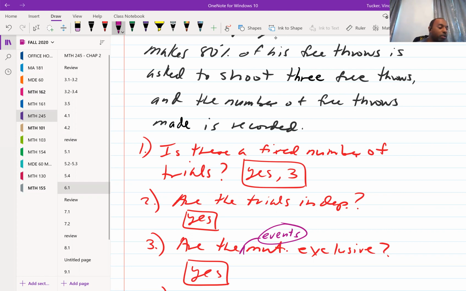If they are not mutually exclusive, that means they would have some of their events in common, like we talked about with cards. Having a king of hearts: that card is a king and it's a heart, so they have that one card in common. But here, these events are mutually exclusive. They do not have any events in common.